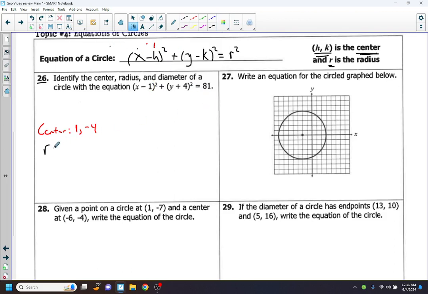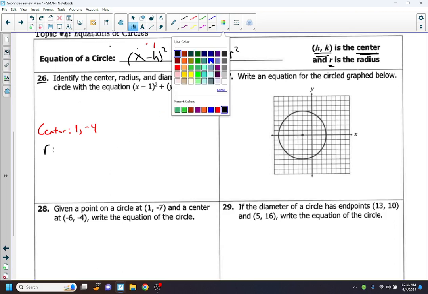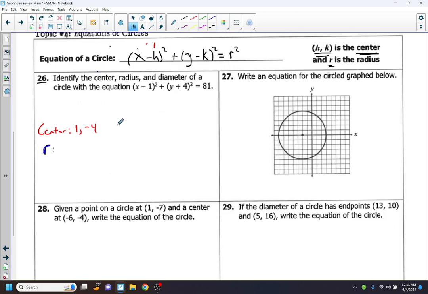The radius, let's go here. The radius is whatever this is, square rooted, because if it's r squared, this is something squared. So r squared equals 81. That means r must equal 9. So my radius equals 9. Since my radius equals 9, my diameter is just 2 times r. So my diameter equals 2 times r, 18. That's all I need to do for that one.